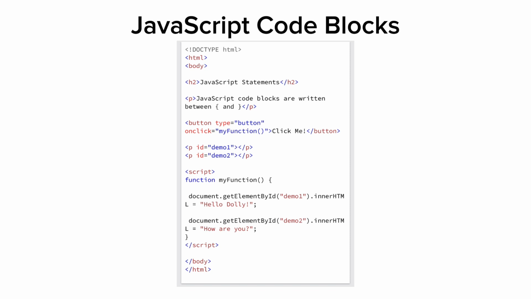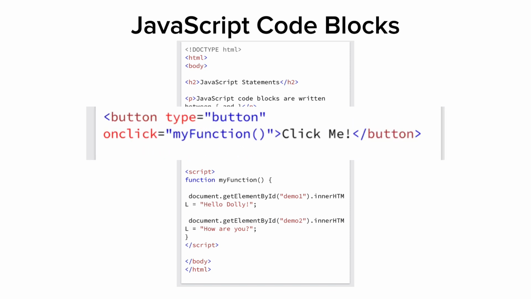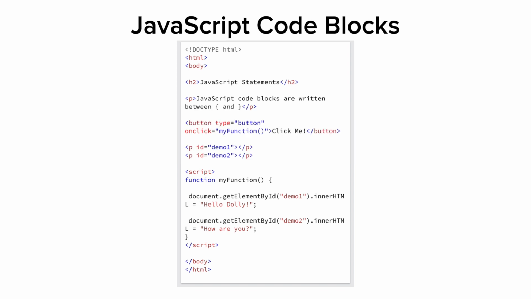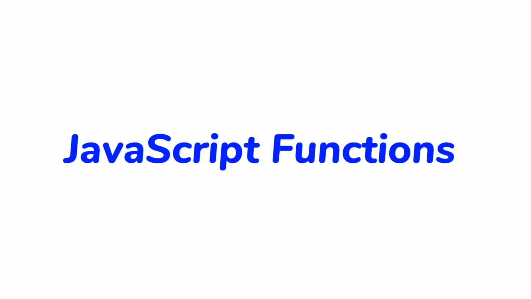In this case, we call this function when the user clicks this button. First, we have to add an event listener to the button. The event listener is called onClick. Inside the quotes, we write the name of the function that we want to be executed when the user clicks this button. And here is the result. You will learn more about functions in next videos.